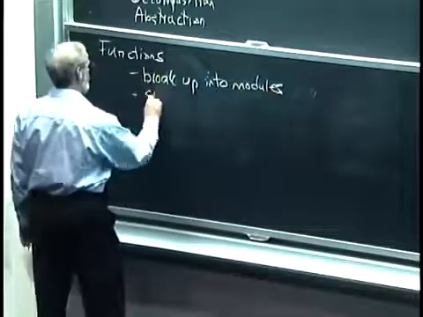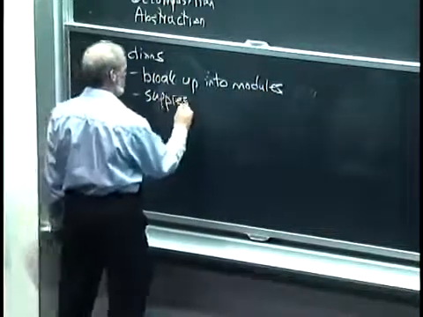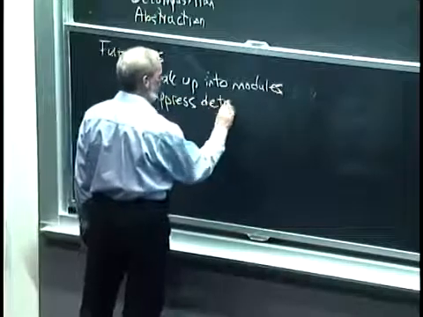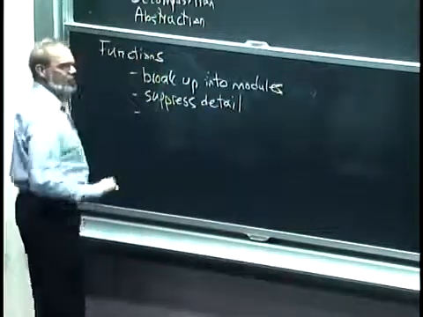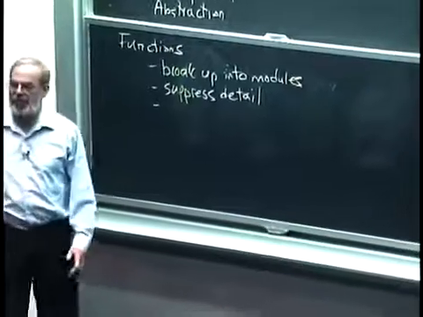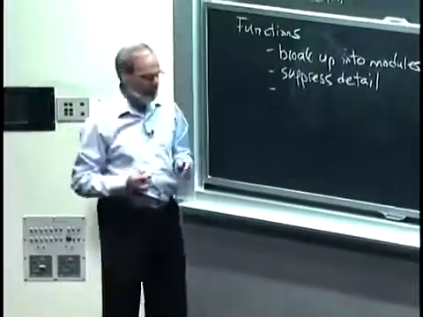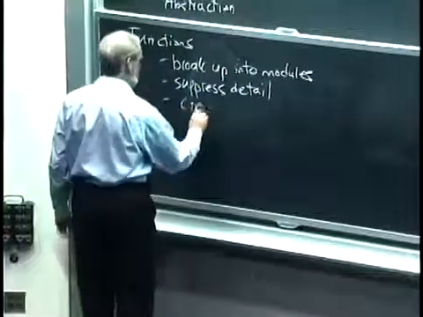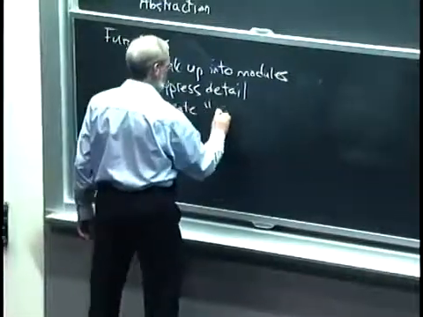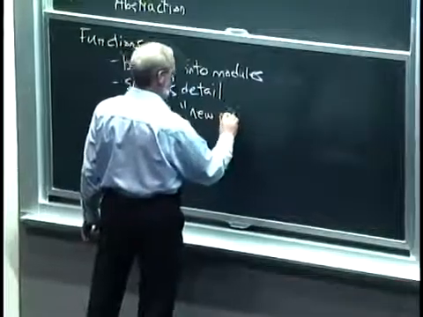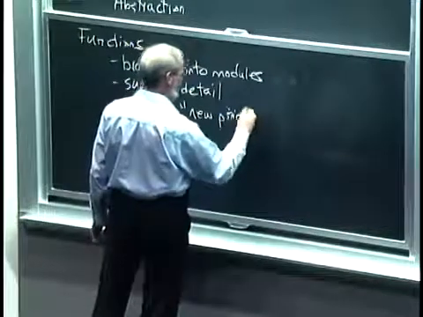Second thing they're going to do is let us suppress detail. In essence, what that does is, the functions, and we're going to look at a bunch of examples in a second, these functions are going to give us a way to, in some sense, one way of thinking about it is to create new primitives. And I'm going to put those in quotes because it's a generalization.